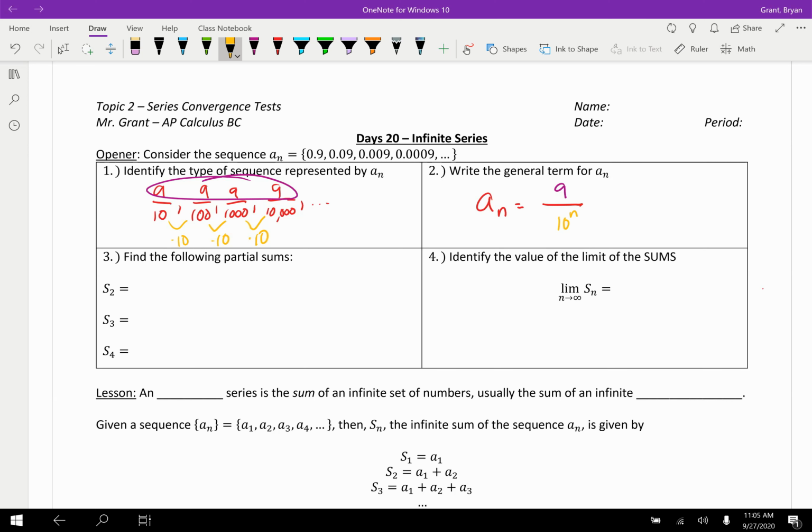If I replace n with 1, do I get the first term? And I think I do. Replace n with 2, yeah, I think we're doing just fine here. So the general term is 9 divided by 10 to the nth power.